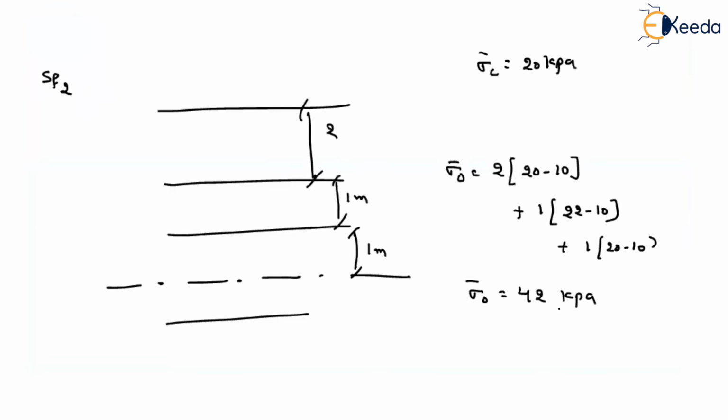Directly by using H naught into Cc divided by 1 plus e naught into log of final effective stress divided by initial effective stress at the center of the clay layer. Already we have found the initial effective stress at the center of the clay layer: 42. Then what about the final value? The initial plus 75. That implies how much will it be? 42 plus 75, that is 117 kilopascal. That's it.